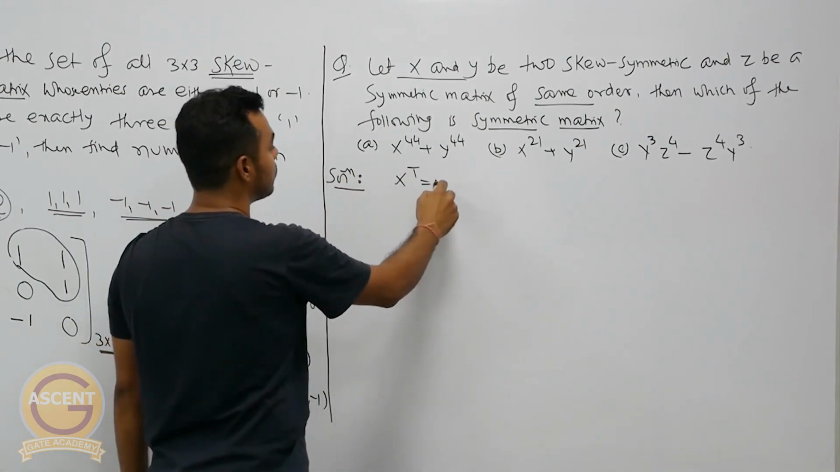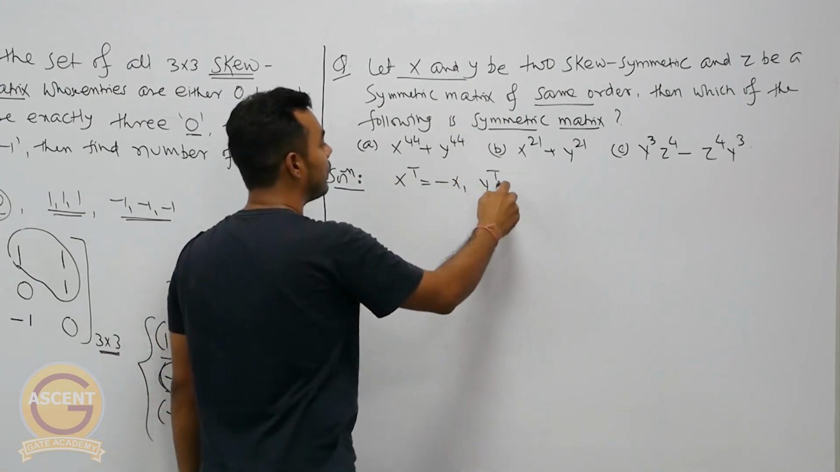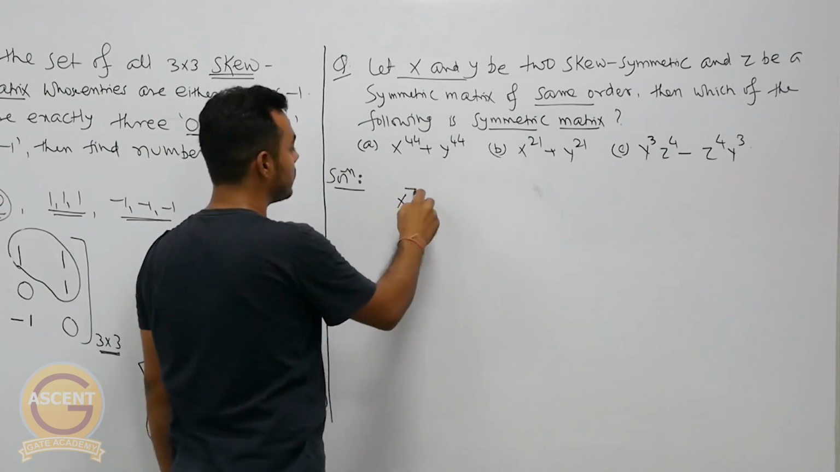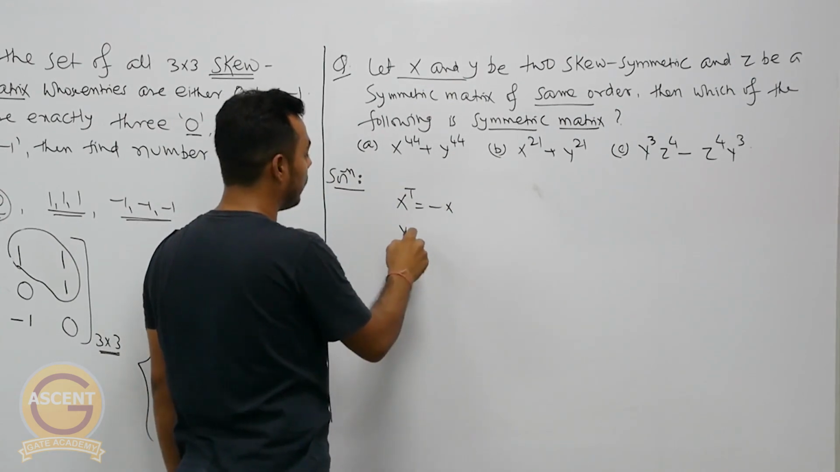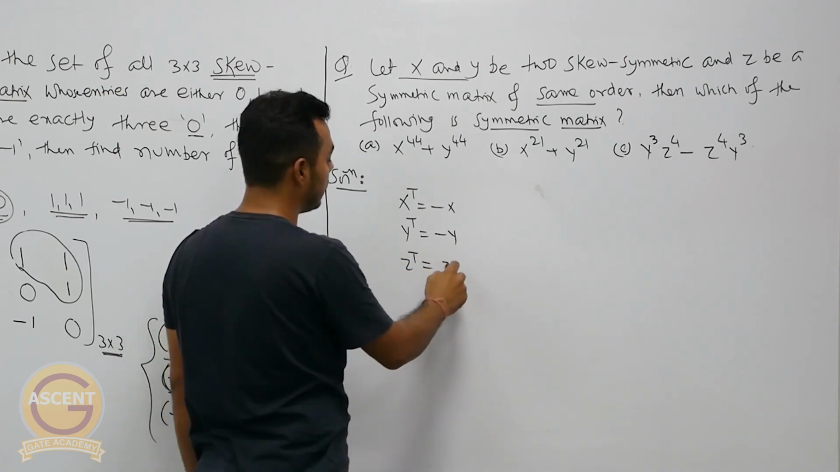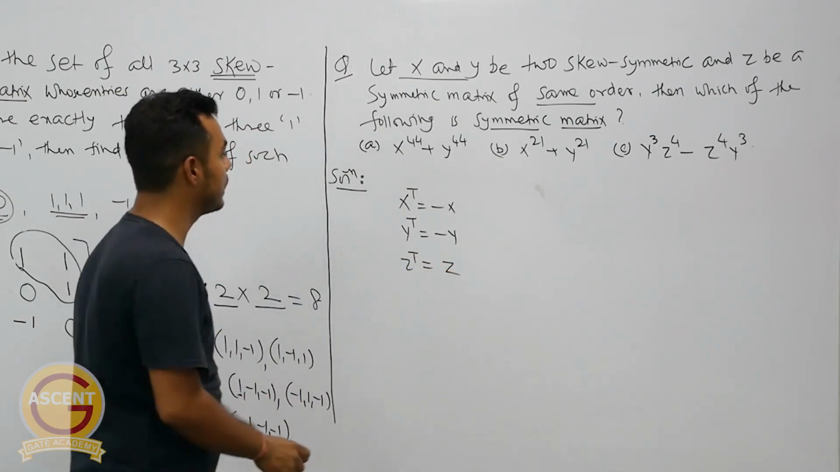This means X transpose is -X, Y transpose is -Y, and Z transpose is Z. So this information is known to us.